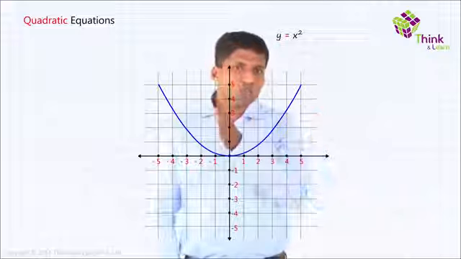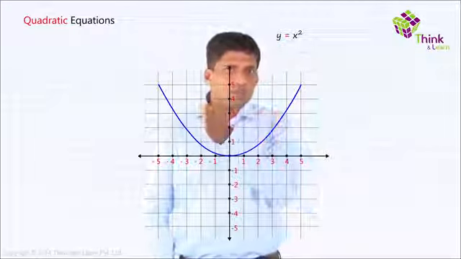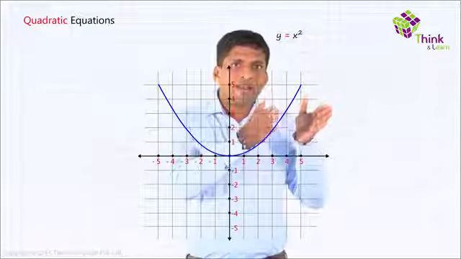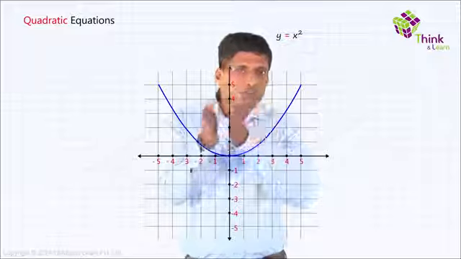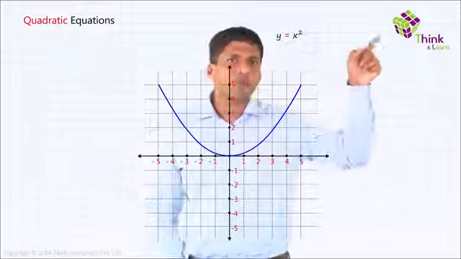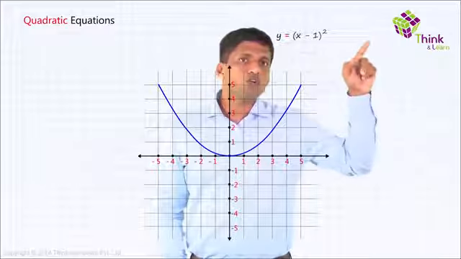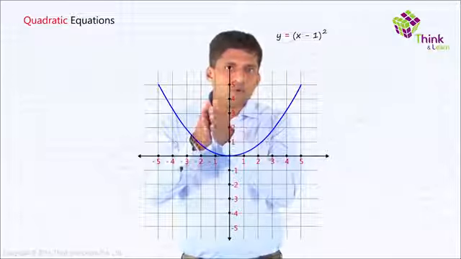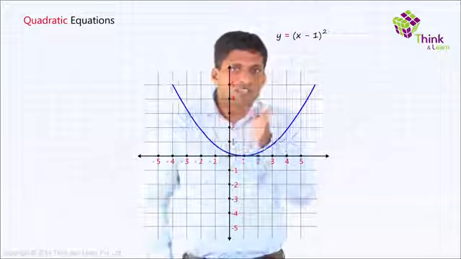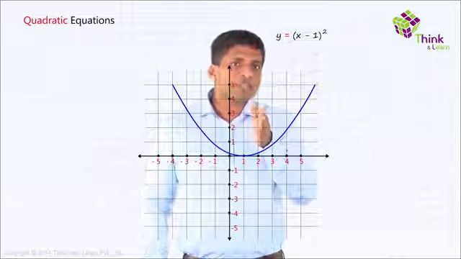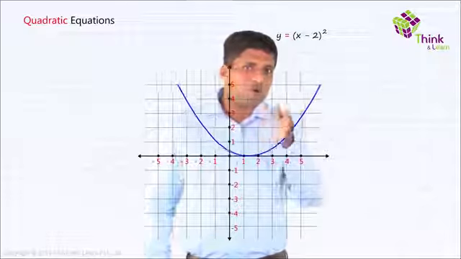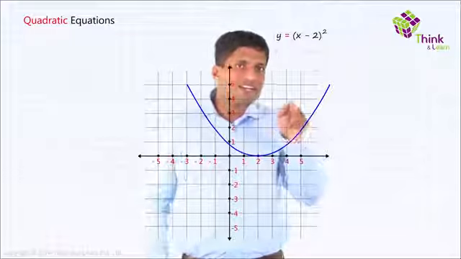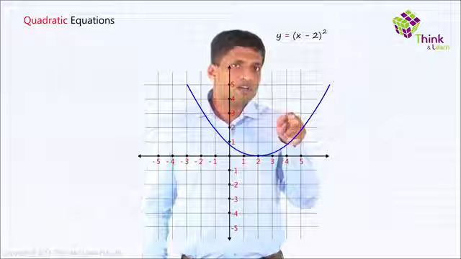So to move the complete parabola to the right, if I want to move 1 unit to the right, I just need to change y equal to x square to y equal to x minus 1 whole square. When it's x minus 1 whole square, it will move 1 unit to the right, like this. Now if I take x minus 2 whole square, it will move 1 more to the right. So it will touch at point 2 here, at this point.